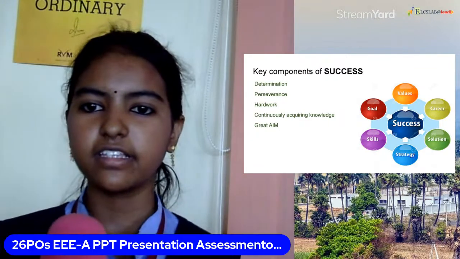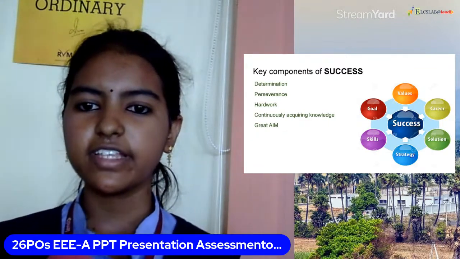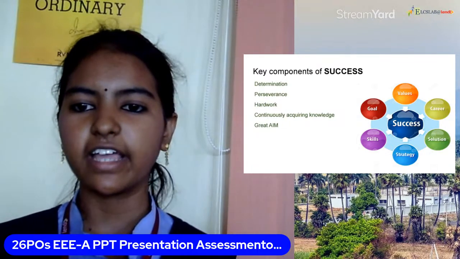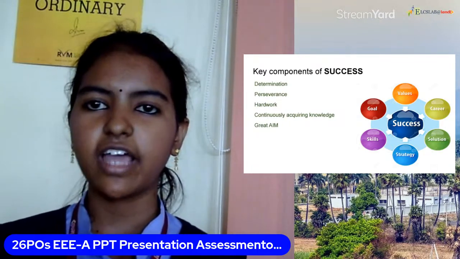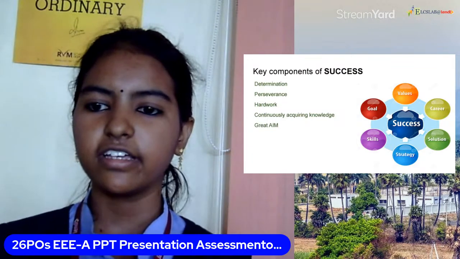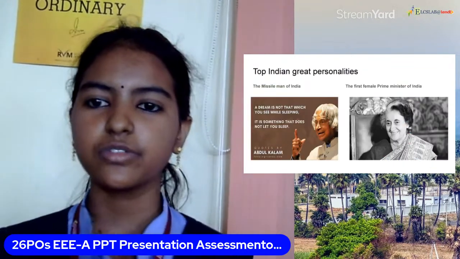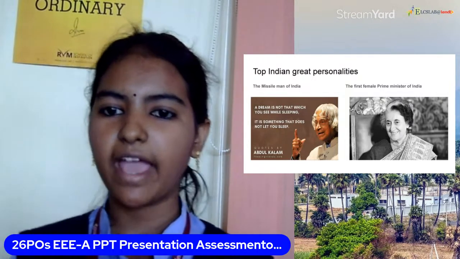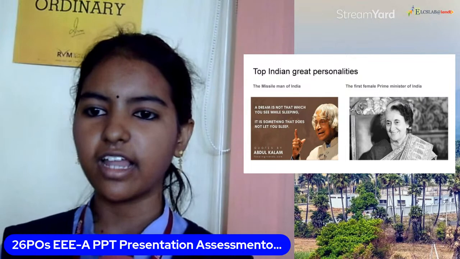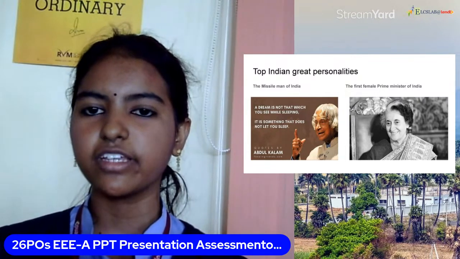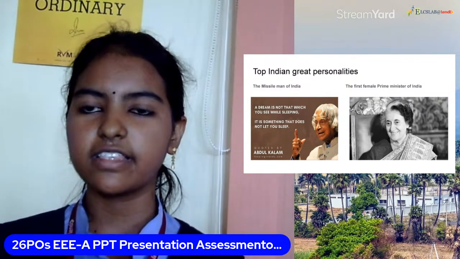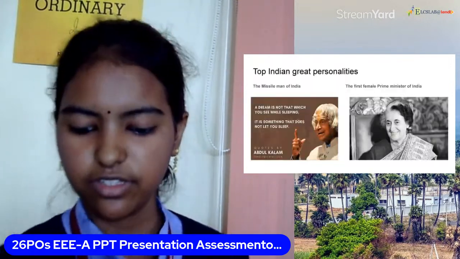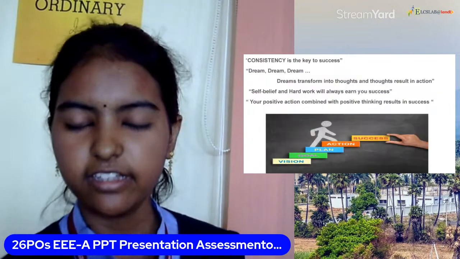Next, the key components of success. It requires determination, perseverance, hard work, and continuously acquiring knowledge, and you should have a great aim. You can see the top great personalities in India: the missile man of India, Dr. APJ Abdul Kalam, and the first female Prime Minister of India, Indira Gandhi, a statesman and Indian politician, were two successful people in India.